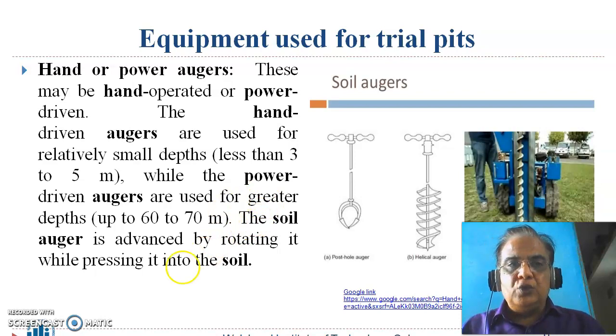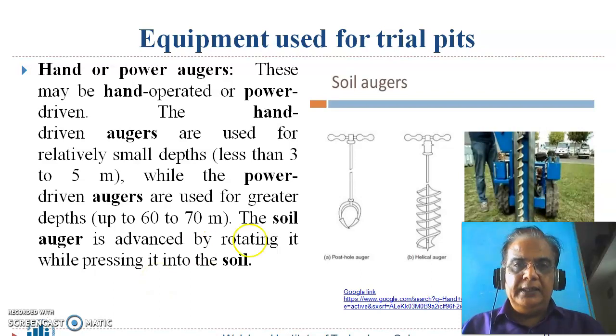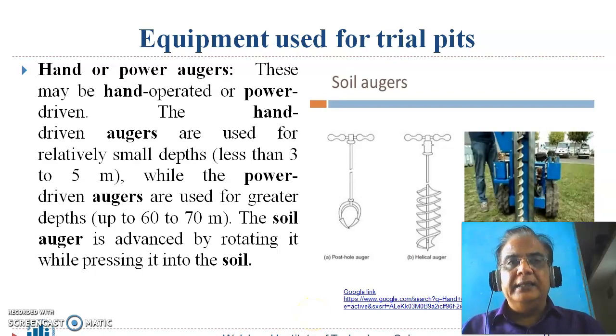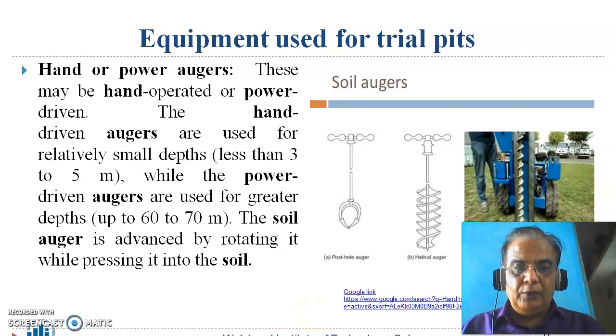Then the soil auger is advanced by rotating it while pressing it into the soil, remember. These augers, how do they get advanced in soil? They are pressed from top. They have sharp edges at their other end, and also rough surfaces. So these are pressed in soil as well as rotated. Simultaneously they are rotated, so they get advanced in soil and the pit is dug or borehole is dug in ground.